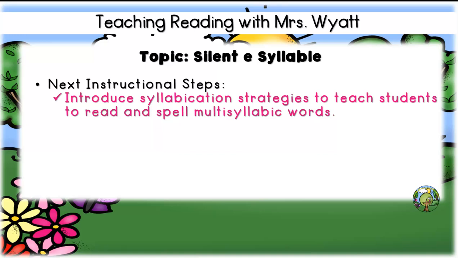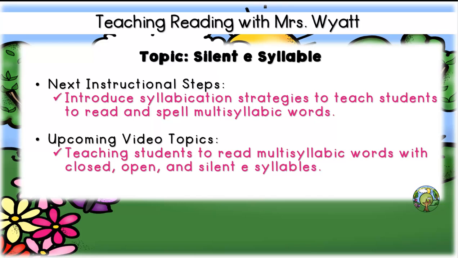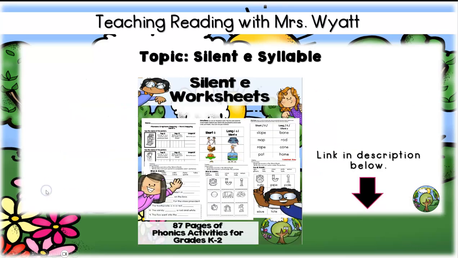So what are your next instructional steps once you have taught the silent E pattern? You're going to introduce syllabication strategies to teach students to read and spell multisyllabic words. So they're going to take their knowledge of closed syllables and open syllables and the silent E syllable, and with syllabication strategies, they're going to be able to read and spell words with more than one syllable. So in the next video that I will post, it's going to be teaching students to read multisyllabic words with closed, open, and that silent E syllable.